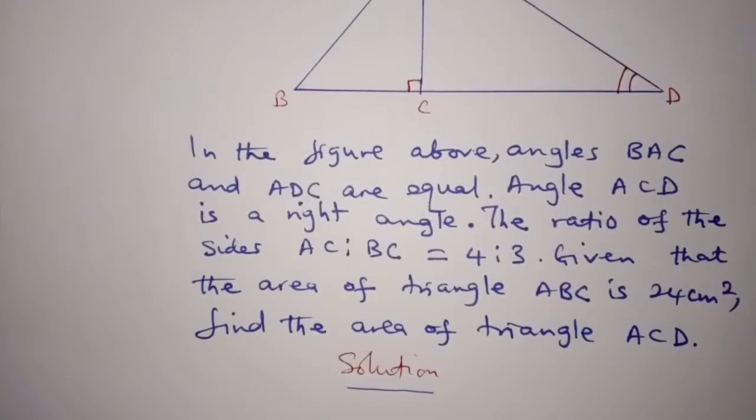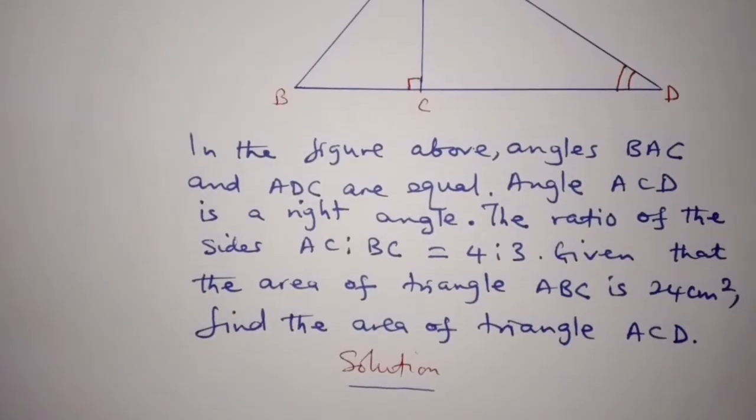In the figure above, angles BAC and ADC are equal. Angle ACD is a right angle. The ratio of the sides AC to BC is equal to 4 to 3, given that the area of triangle ABC is 24 centimeters squared. Find the area of triangle ACD.